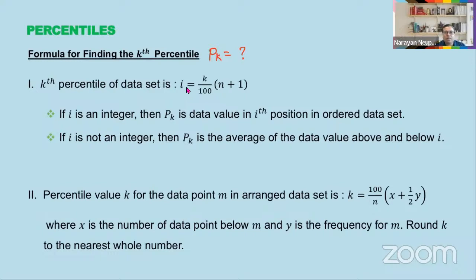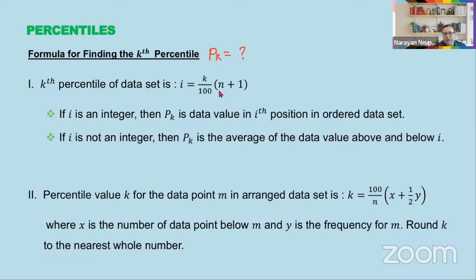When you arrange the data from smallest to biggest, to locate the percentile we find the position I using this formula. I is equal to K over 100, whatever percentile you want. It can be the 34th percentile, the 50th, the 75th. So K can be any number between 1 and 99 inclusive, and it cannot be a decimal, because it is the first percentile, second percentile, third percentile, and so on.